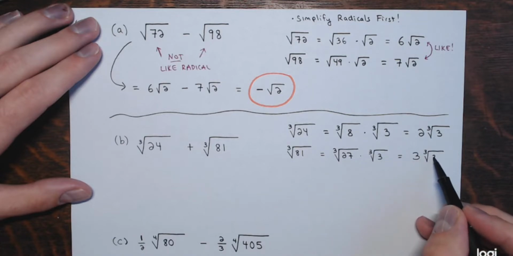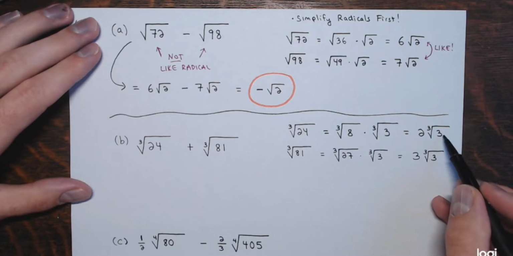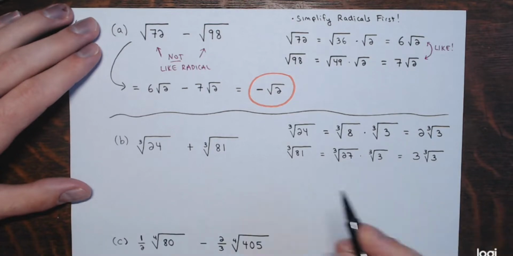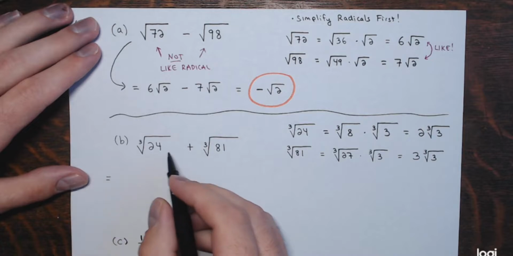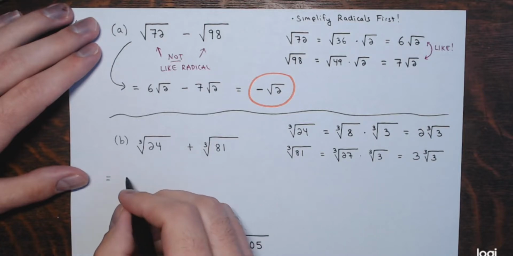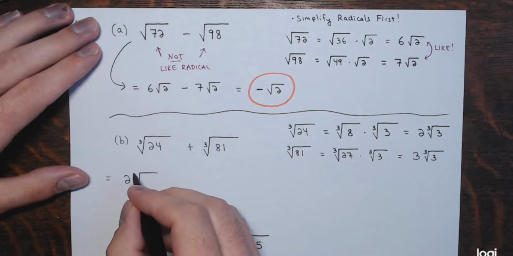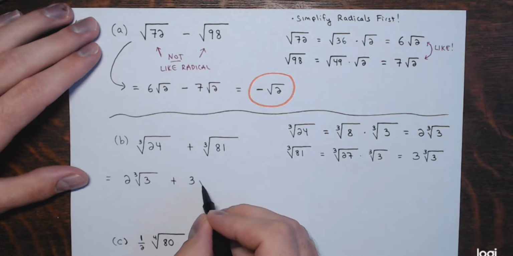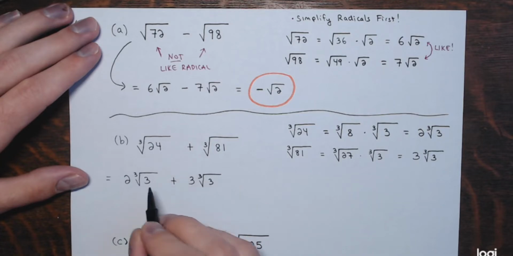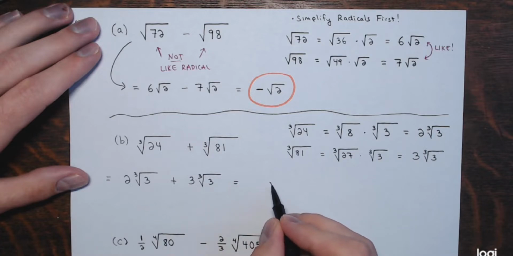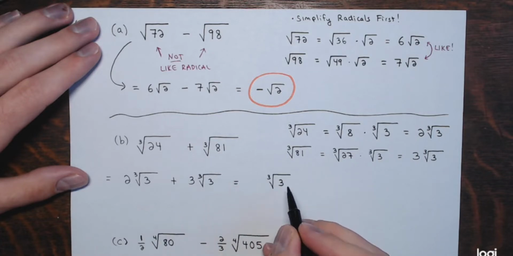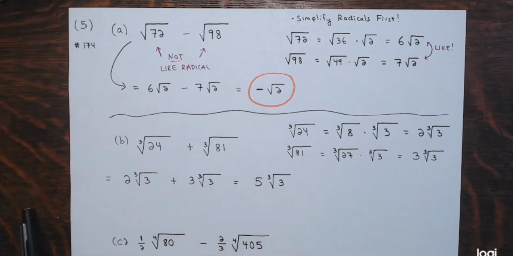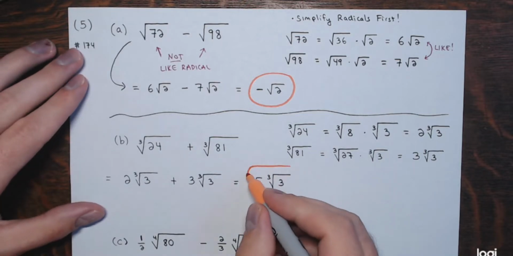And after simplifying, you see, oh, I have like radicals now. Both of these have the cube root of 3, the same radical. So rewriting the terms, the cube root of 24 is 2 times the cube root of 3 plus the cube root of 81, which is 3 times the cube root of 3. And then you could factor the cube root of 3 out. The other factor left over would be 2 plus 3, which is 5. So this ends up being equivalent to 5 times the cube root of 3.